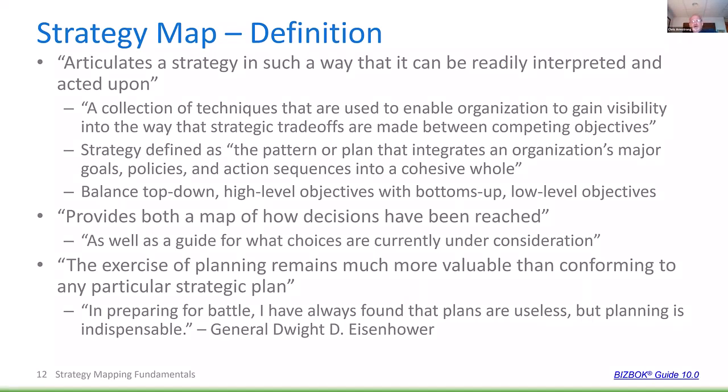So what is a strategy map? Well, as you might guess, these are quotes directly out of the BizBot guide. It's a way to define a strategy in such a way that it can be visualized, interpreted, and acted upon. There are a lot of people that do strategic planning within organizations, but a lot of times the evidence of the work they did is not very clear. It's often not very accessible. And there may be certain audiences that might struggle with, well, what does this really mean?